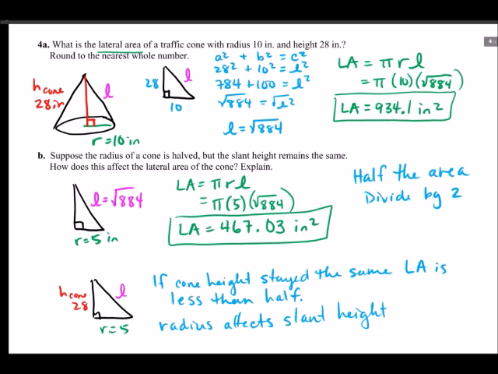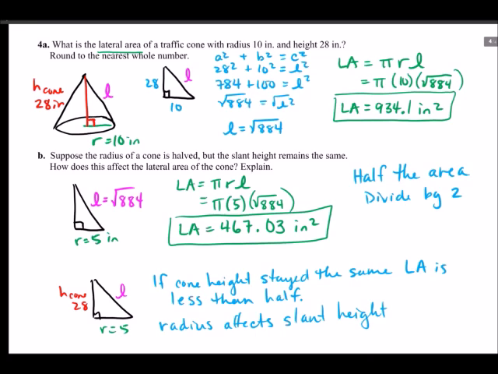The first problem was very straightforward, exactly what we just did. We had a traffic cone with a radius of 10 inches and a cone height of 28 inches, and we wanted to find the lateral area. So we had to use the Pythagorean theorem to find the slant height, because we needed the slant height to find lateral area. I found my slant height was the square root of 884. Plugged that into my formula with the radius and got a lateral area of 934.1 inches.